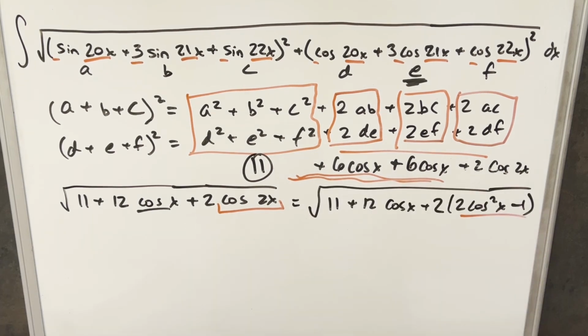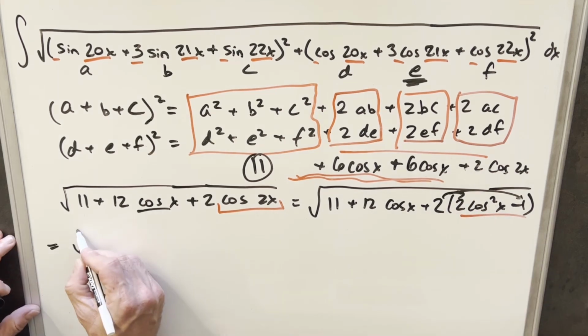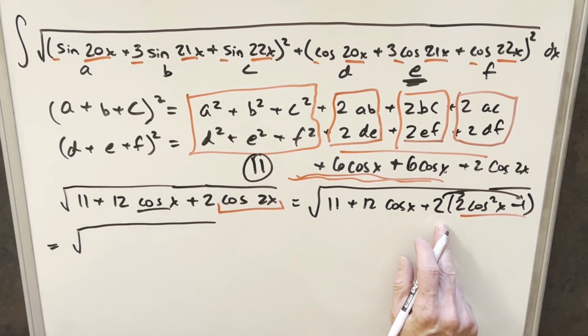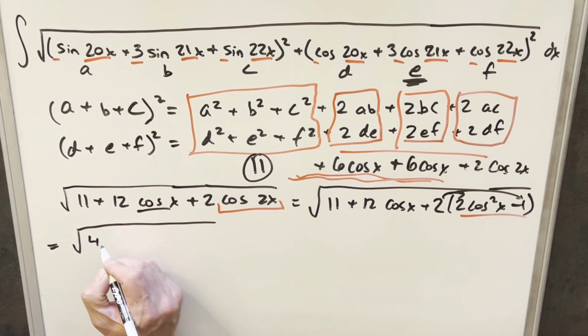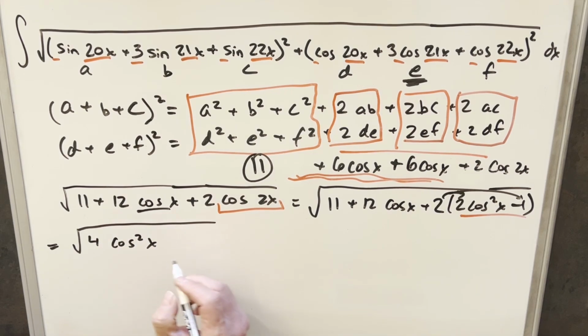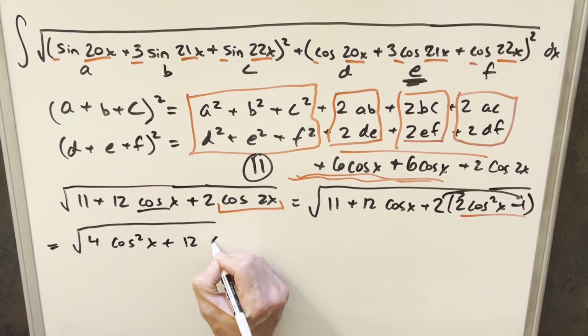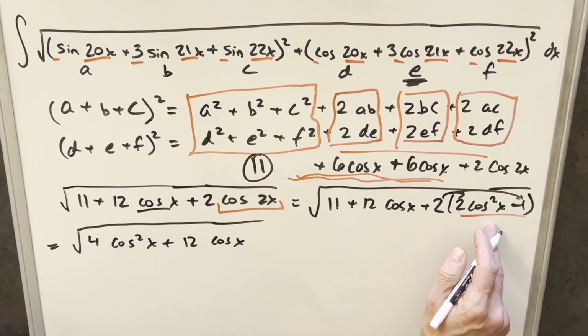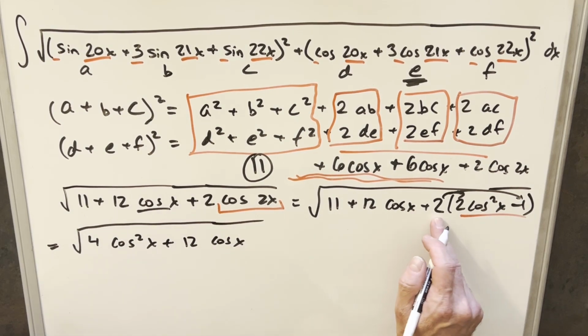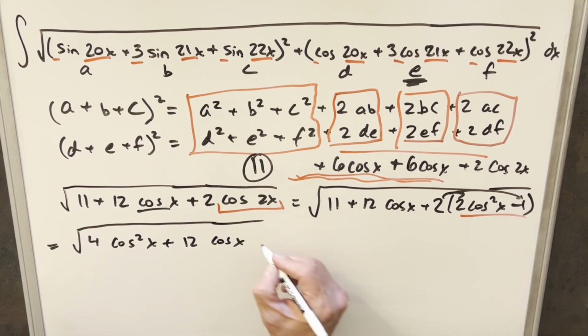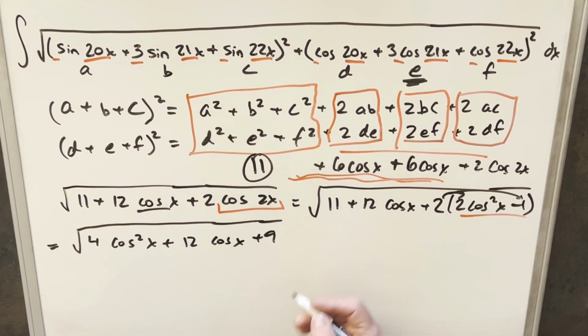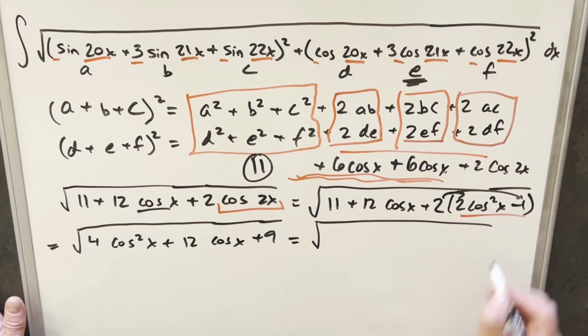Okay, so we have this in here, and what I want to do next is distribute in this 2. So just rewriting the radical again. When we distribute in 2 times 2 cosine squared x, we're going to have 4 cosine squared x. Then we'll keep our 12 cosine x. And then for this last term, we have our 11, but when we distribute in 2, we're going to have 11 minus 2. It's going to give us a plus 9. But now we're in good shape to factor this thing, and this is going to be a perfect square.